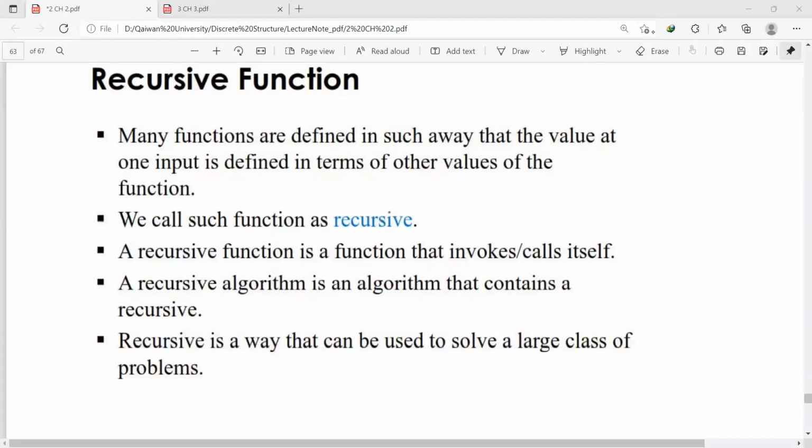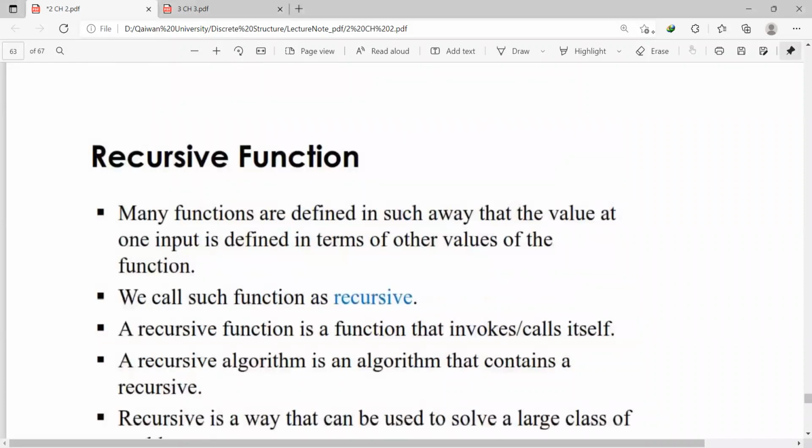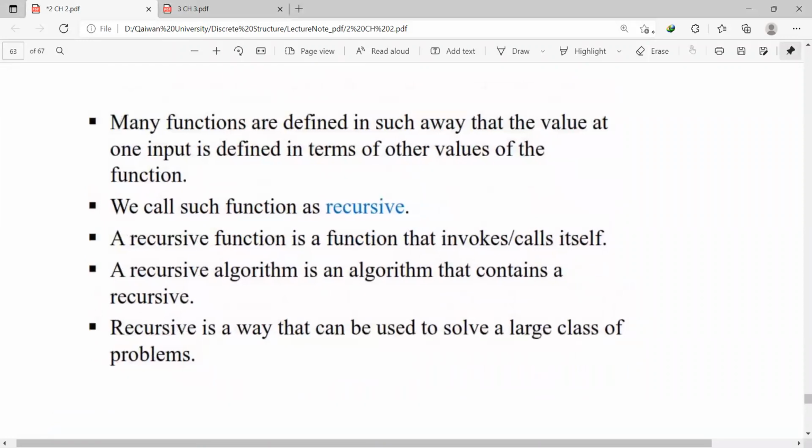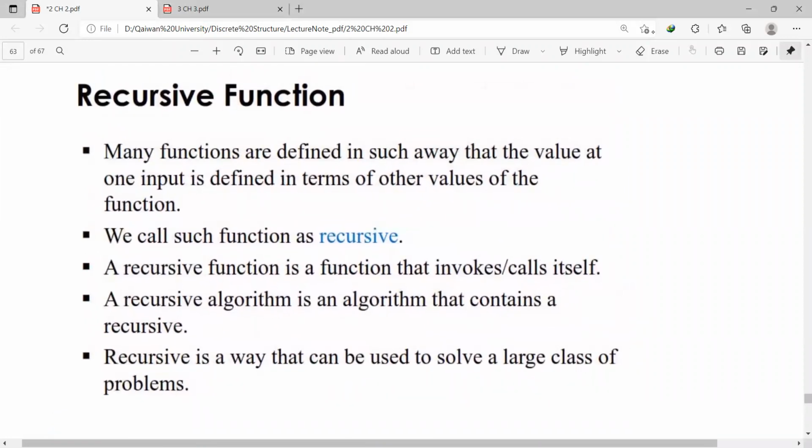In the previous lecture, we talked about recurrence relations and sequences. We now have recursive functions. Many functions are defined in such a way that the value at one input is defined in terms of other values of the function. That means each input is defined in terms of the other values of the function.